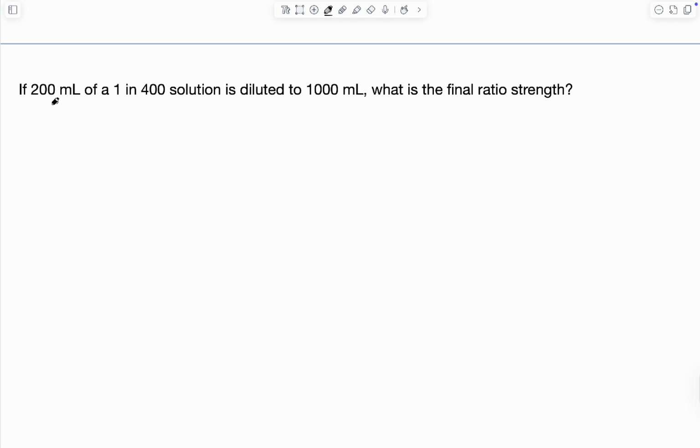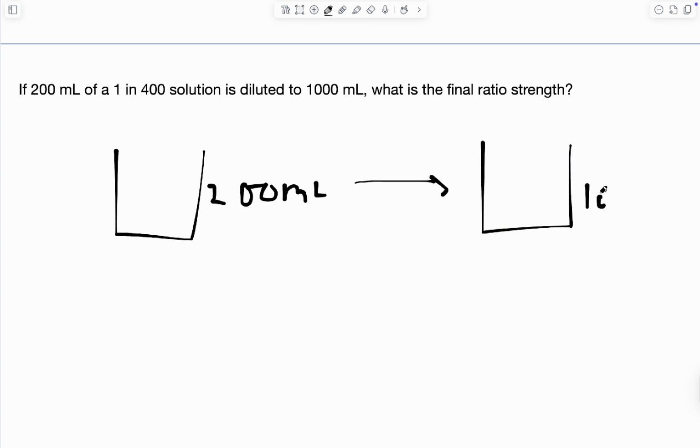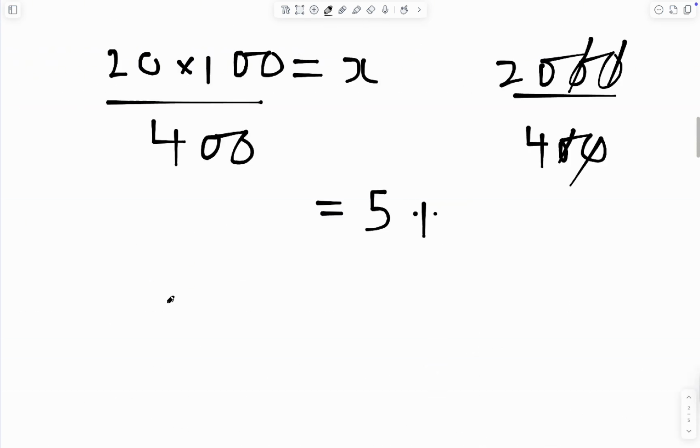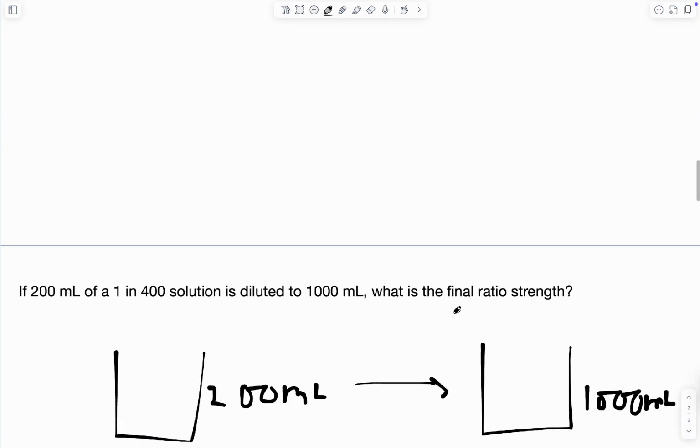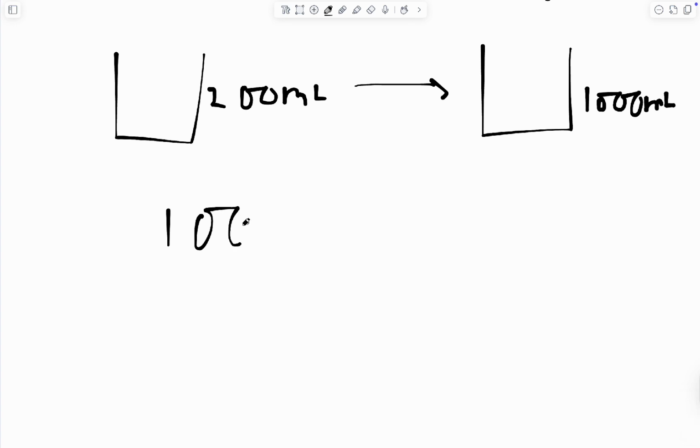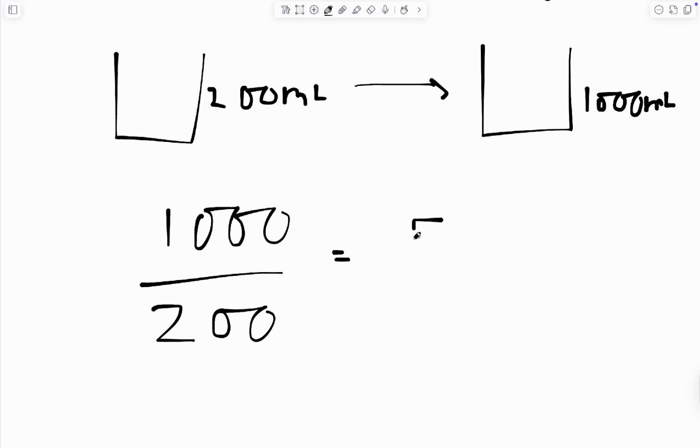So we've got this 200 mL of 1 in 400 solution, and we want to dilute it up to an increased volume of 1,000 mL. I deal with the volumes first, because if you've got two volumes, you can work out the dilution factor. To work out the dilution factor, if we look at our equations above, dF is equal to the final volume divided by the initial volume. So all we do here is 1,000 divided by 200, and we find out our dilution factor is 5.